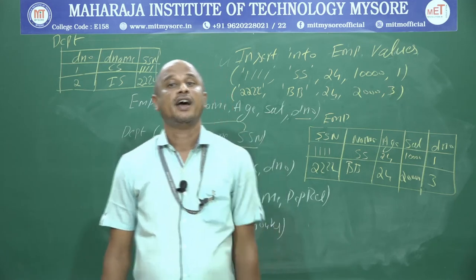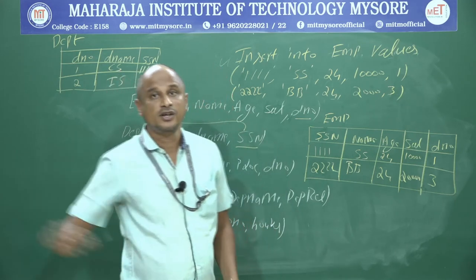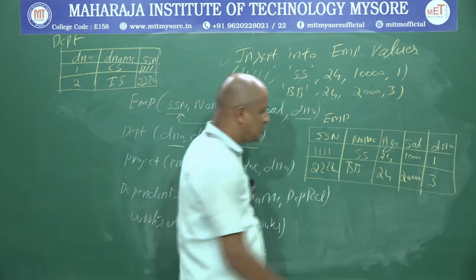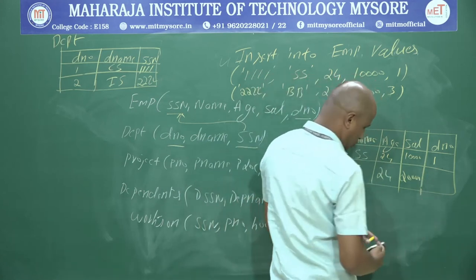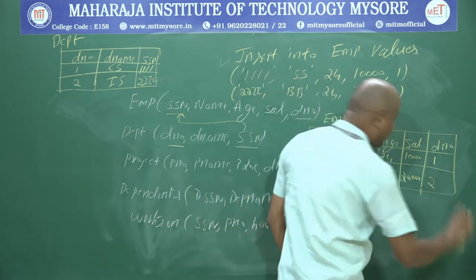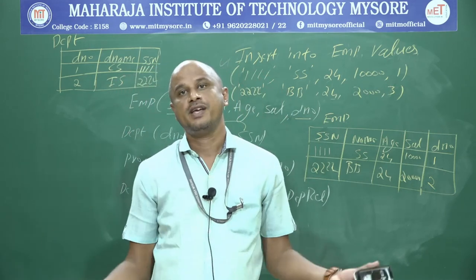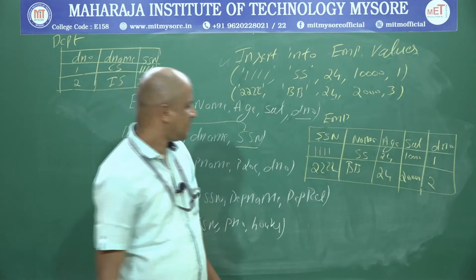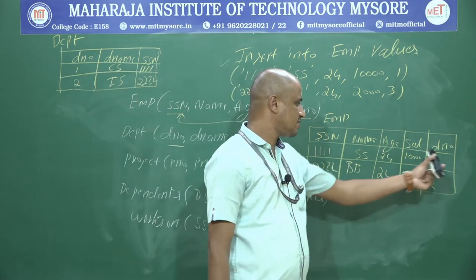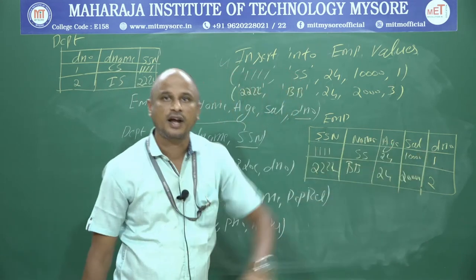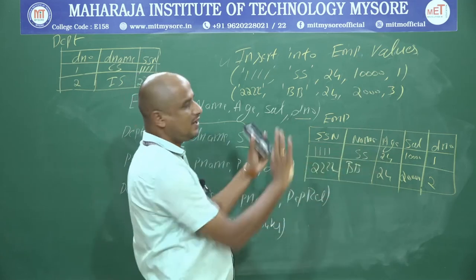So this must be 2 or 1. The department that exists must be the one the employee belongs to. So 2 with BB, 24, 2000, and whatever salary, belonging to that department. So now it will be inserted.